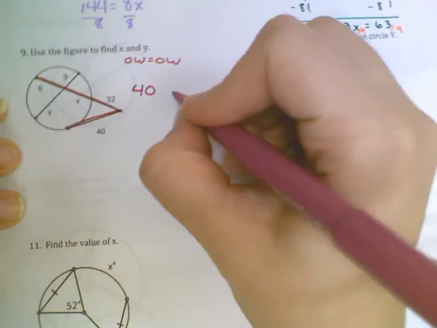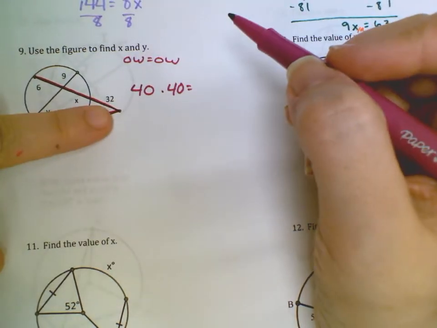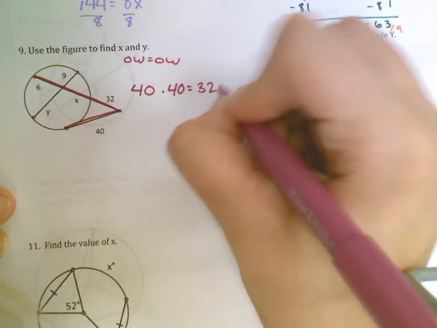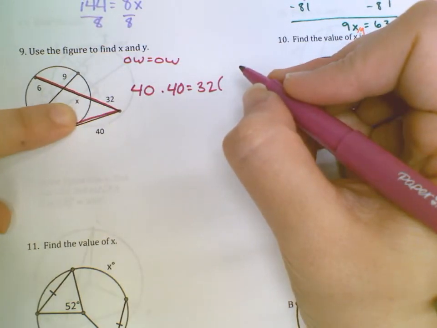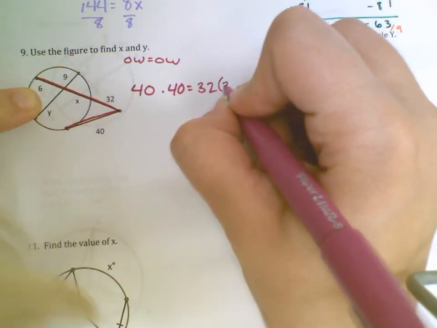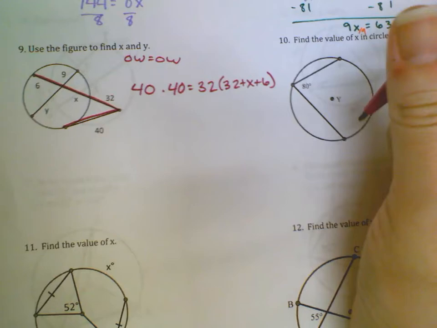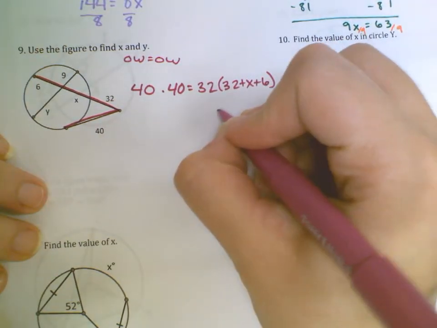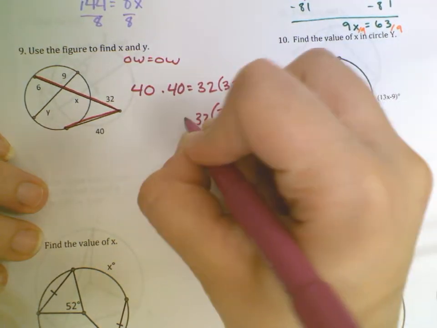So 40 times 40 equals, the outside piece of this one is 32 times the whole thing, which is 32 plus x plus 6. From there you can say, I know that 32 plus 6 is 38. And then everything else can just follow from there.